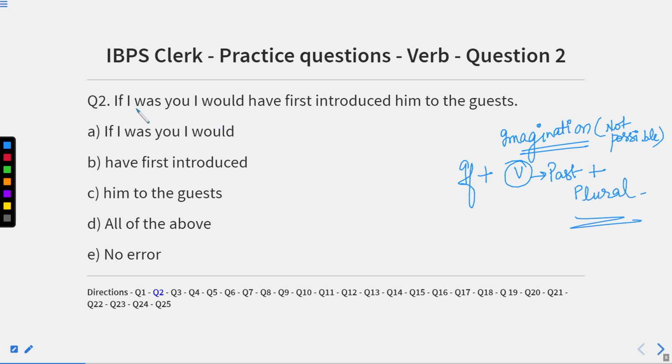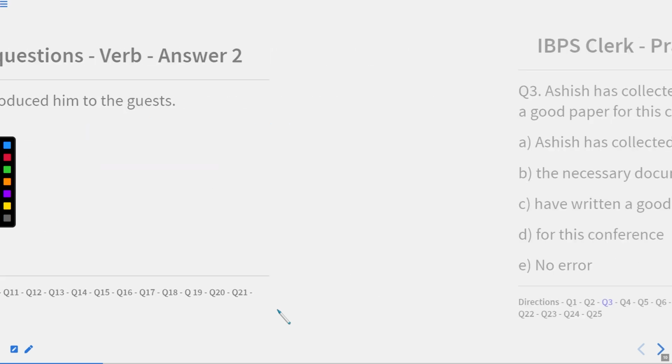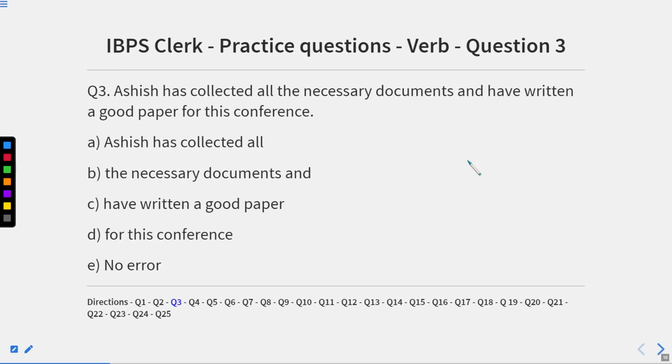Now here we can see it is written was, but we need were because that is the past plural form. So this was should be replaced with were. So our answer is of course A, because this part contains the error, where was should be replaced with the word were. So the correct sentence will be, if I were you, I would have first introduced him to the guests. So our answer will be A. Now let us move to the next one. Now this is question number 3.